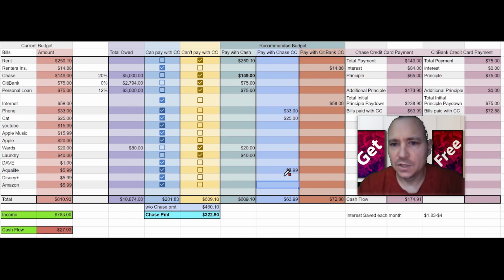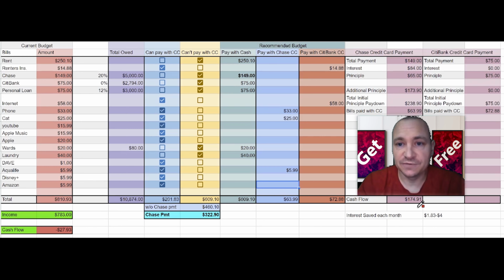Okay, check this out. New budget. We've got rent, our credit card payments, wards, laundry, phone, cat, and Aqualife. Now, the bills that we pay with a credit card, we've still got the $72.88 that goes on our 0% card. We're down to $63.93 on what we pay on the Chase credit card each month, which means we're going to be paying down our principal by almost $175 a month now.